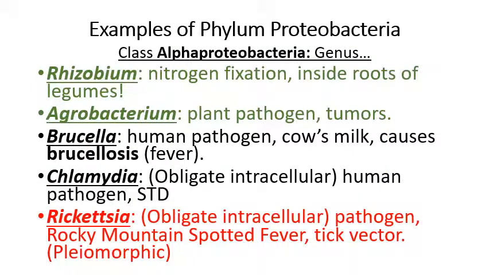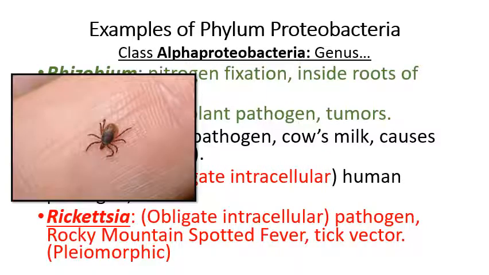Okay, Rickettsia. Rickettsia causes Rocky Mountain spotted fever and has a tick vector. Okay, so there's a tick. You can see that's a human finger. You can see how small the tick is. They are very difficult to see, but you have to be vigilant.